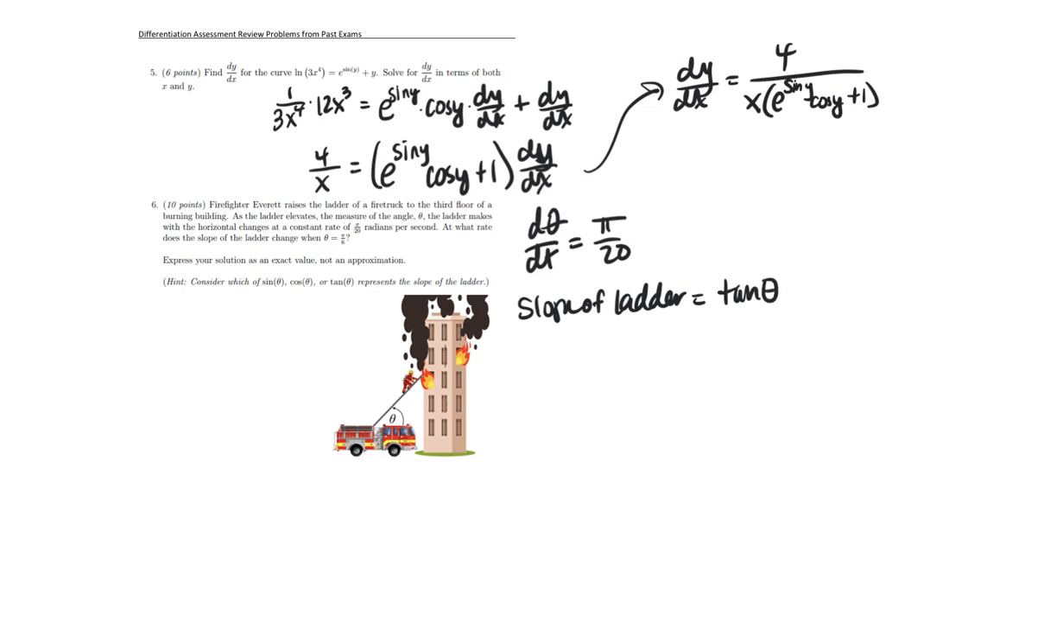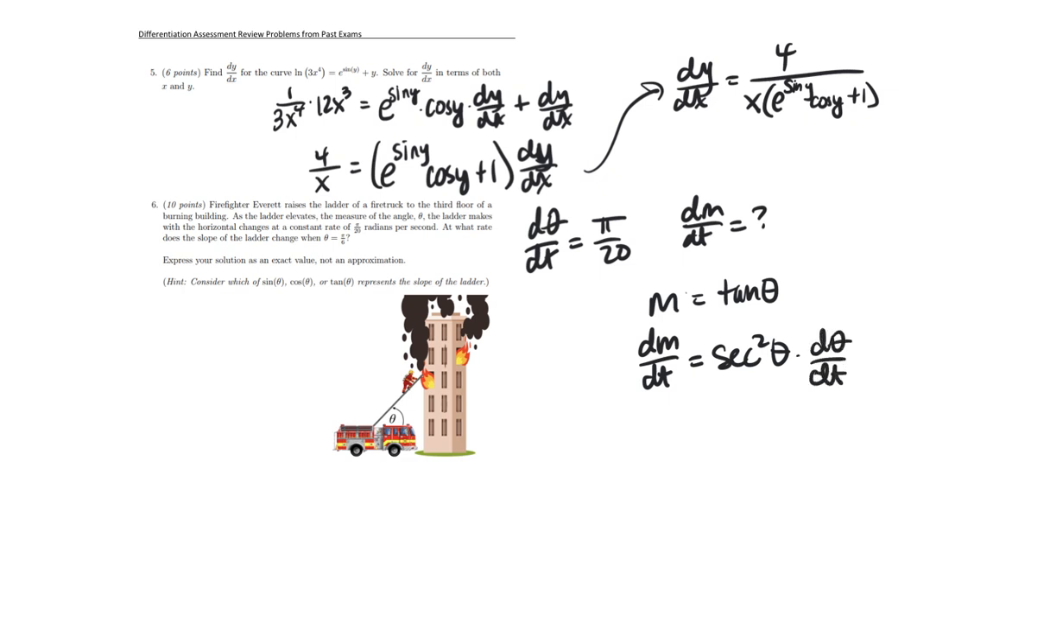Okay, so let's just let that be m. Let's just say m equals tangent theta. M is the slope of the ladder. And so the question is, I want to know at what rate the slope of that ladder changes. So I'm looking for dm dt. Okay, so I know that m is equal to tangent of theta. So I can say dm dt is equal to, derivative of tangent is secant squared theta times d theta dt.